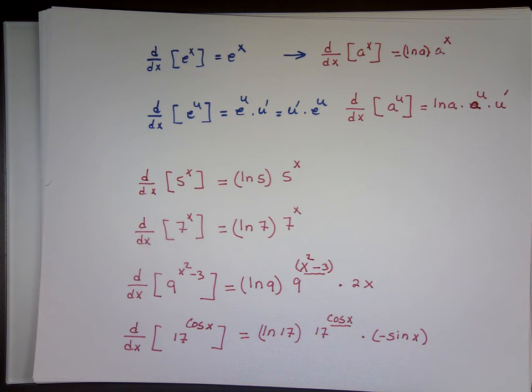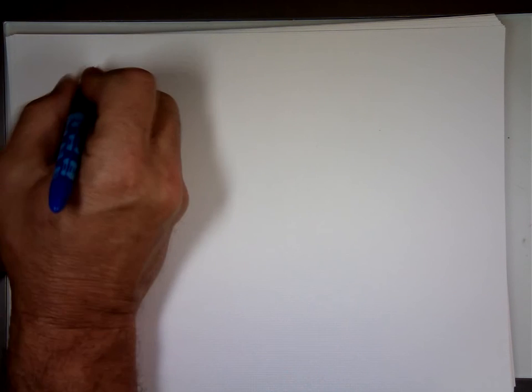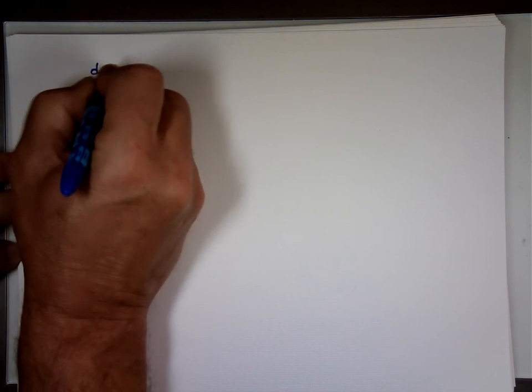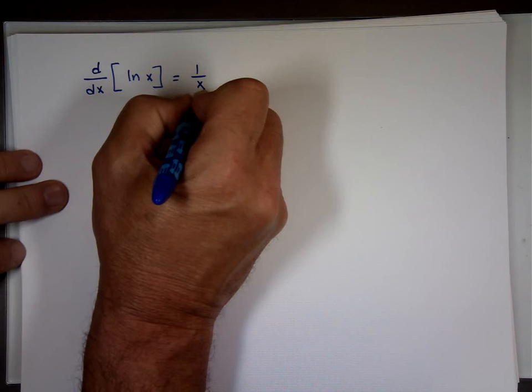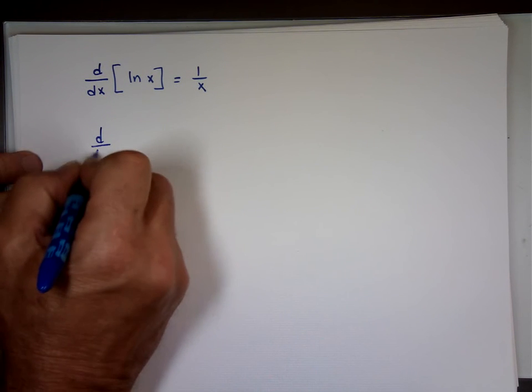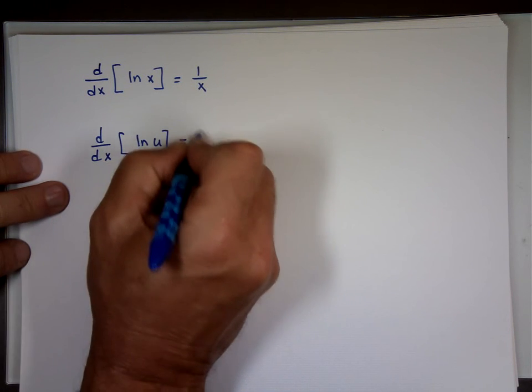Two more rules, then we're done. We just did the derivative of the natural log of x. Remember that one? It's 1 over x. And if that was a u, it's 1 over u times u prime, or you can write that u prime over u.